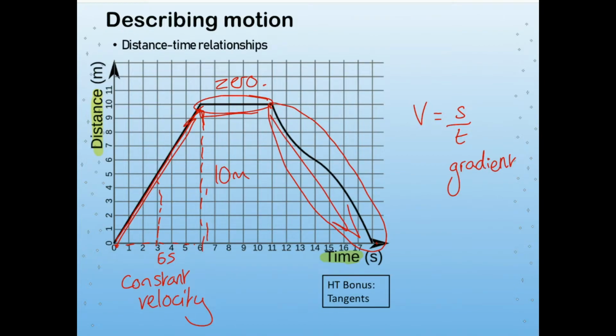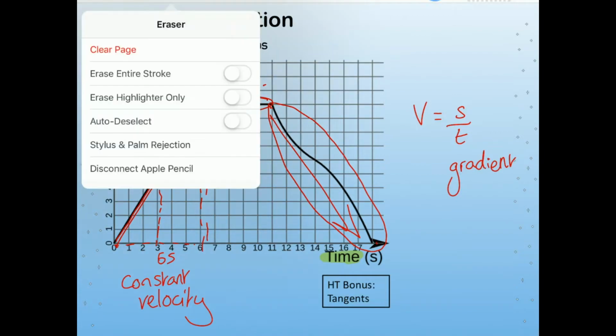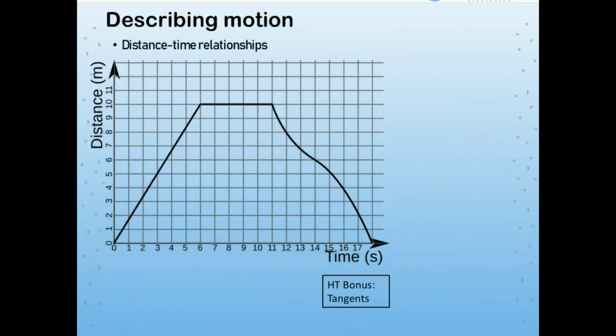The extra part, though, is a higher tier consideration, something called working out a tangent. So when you've got a line like this, which isn't actually straight, it's curved. Let's look at this a different way. If we did a curve like this, which would be a much better representation of acceleration, we need to be able to work out the velocity at any one point on there using a tangent.